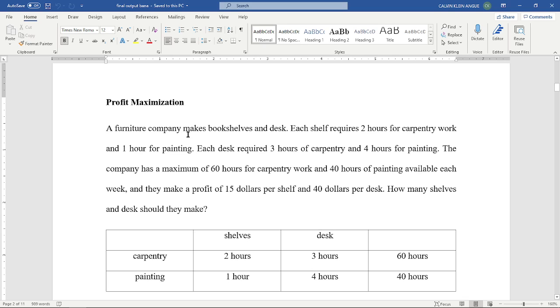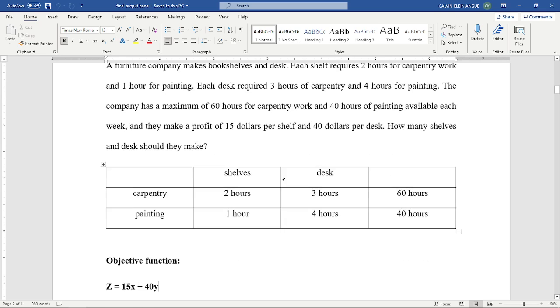A furniture company makes a bookshelf and desk. Each shelf requires 2 hours of carpentry work and 1 hour for painting. Each desk requires 3 hours of carpentry and 4 hours for painting. The company has a maximum of 60 hours for carpentry work and 40 hours for painting available each week, and they make a profit of $15 per shelf and $40 per desk. How many shelves and desks should they make?